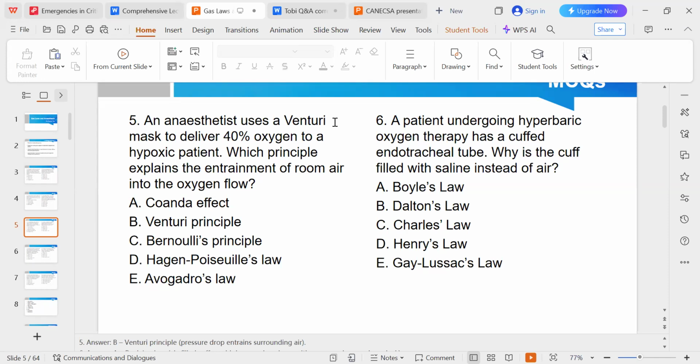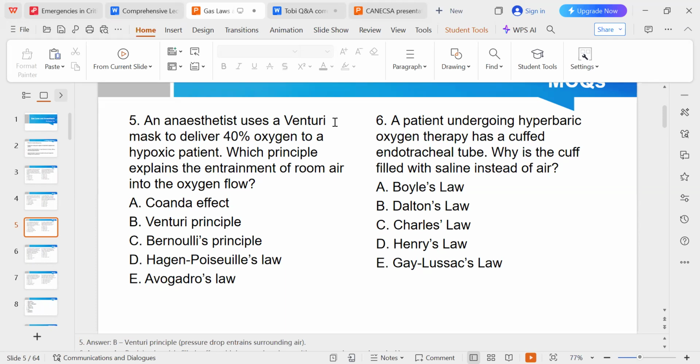So when you have a flow of gas under high velocity, and you make it flow through a narrowed aperture, like she said, the kinetic energy remains the same, but the potential energy, the pressure, drops, and that pressure entrains air. It helps to ensure that you have constant oxygen concentration delivered to your patient. Okay, good attempt.